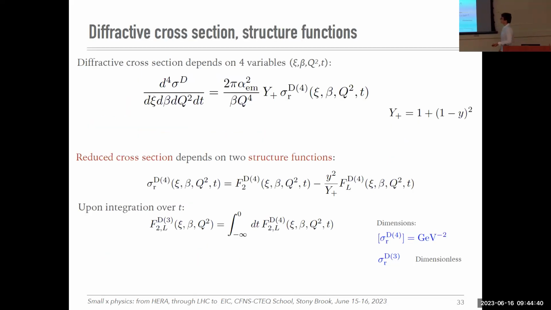Okay. Now, similarly, you can measure structure functions in diffraction. The diffractive cross-section is written in a very similar way, but now it depends on 4 variables instead of 2: x_IP, beta, Q squared, and t. Or you can integrate over t, and then it depends on 3 variables. There is also F2 and FL, so it's the same thing.